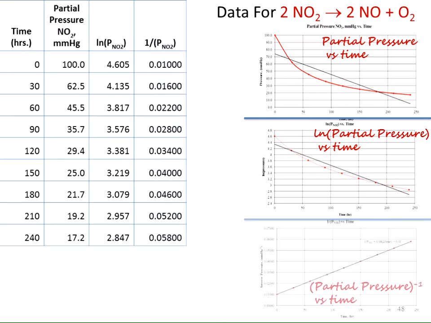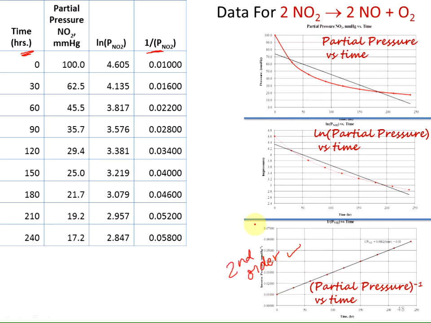Now in this last graph, we plotted the inverse pressure of the NO2 versus time. So in this case, we get a straight line. So what that tells us, because we get a straight line when we plotted the inverse pressure versus time, is that this is a second order reaction. So second order, yes. First order, no, because we don't have a straight line. Zeroth order, no, because we don't have a straight line.